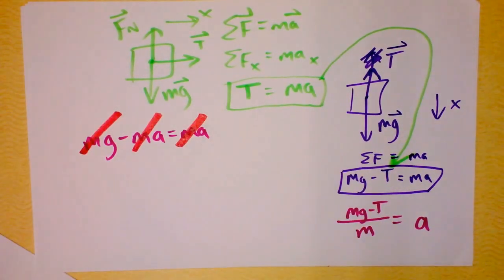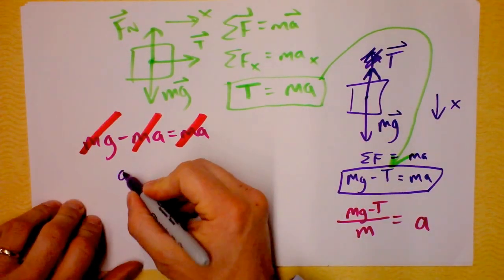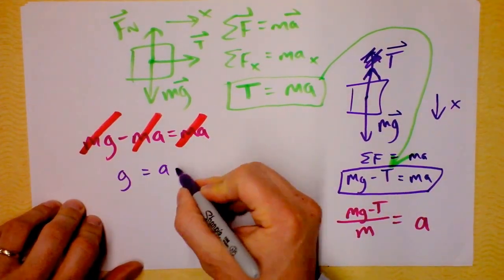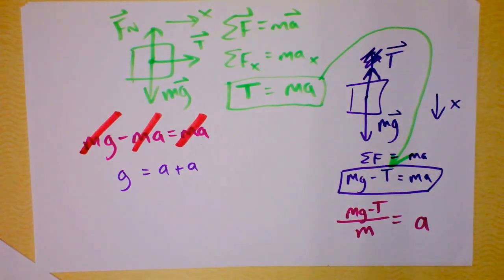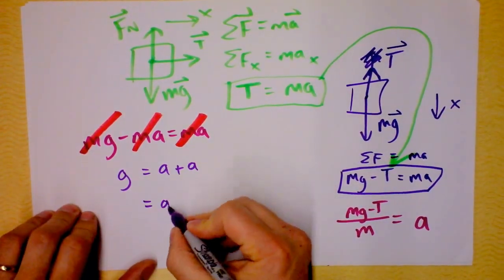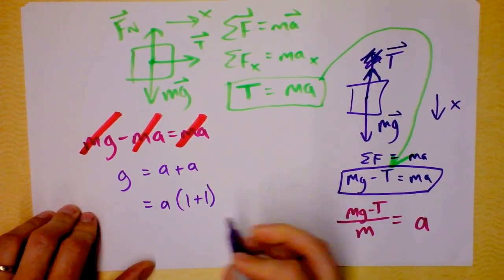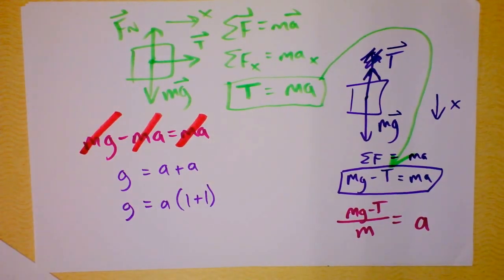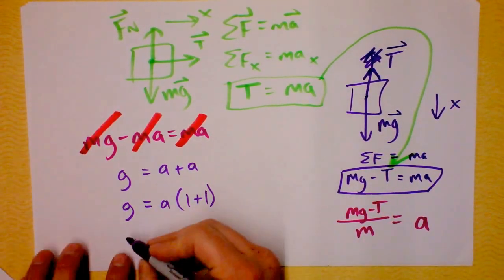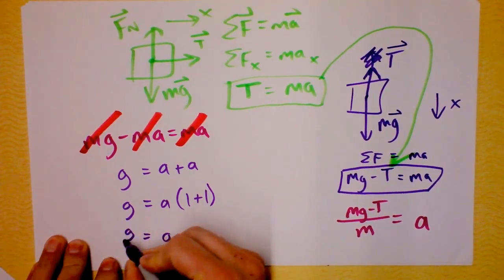Now what? Well, now you've got g minus a equals a. Just add a to both sides. g equals a plus a. Well, that's nice. I'm going to factor out an a. That's a times 1 plus 1. Just divide by 2. You should have said 2a. Okay, so a equals g over 2.